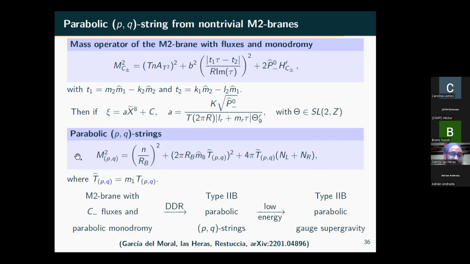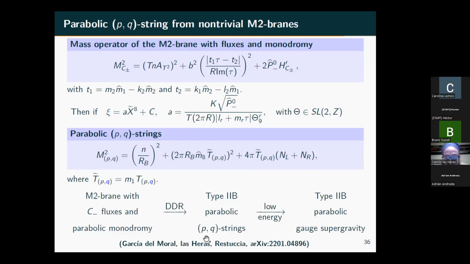And the main difference that this has with before is that the symmetry group is not SL2Z, as in the standard PQ string, but it is restricted to the parabolic subgroup of SL2Z, okay? Therefore, M2 brane with C minus fluxes and parabolic monodromy is able to reproduce type 2B parabolic PQ string, whose low energy limit is related with type 2B parabolic gauge supergravity.